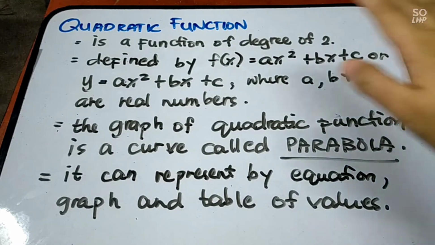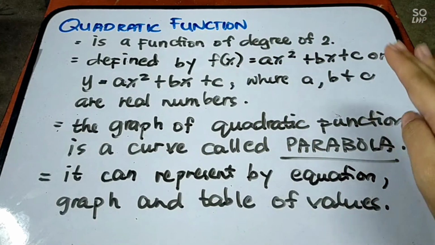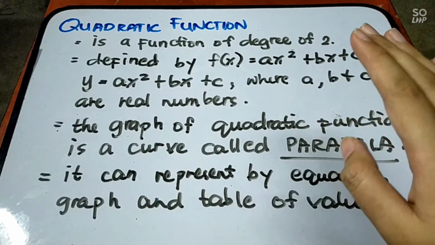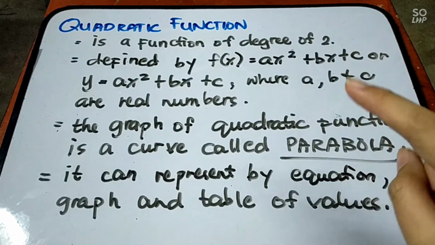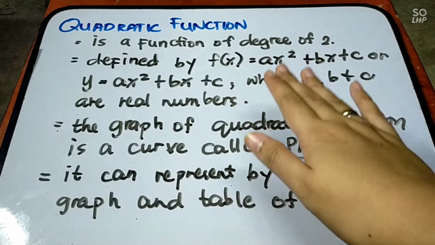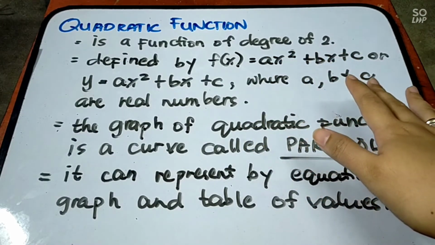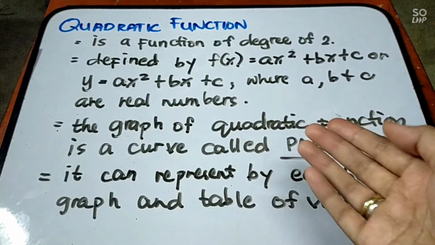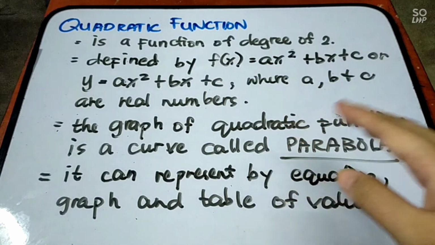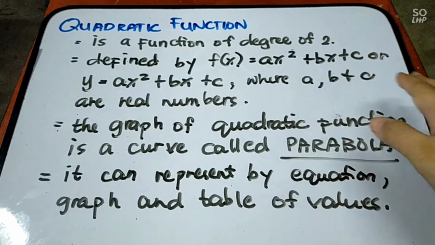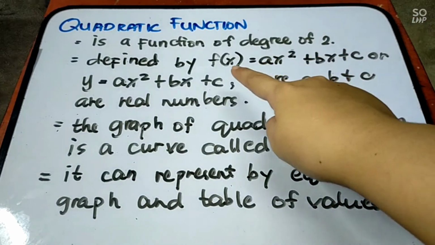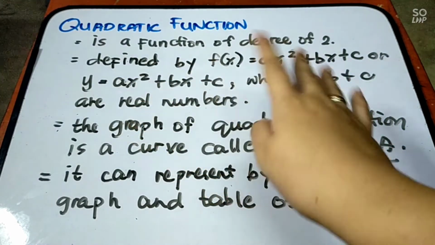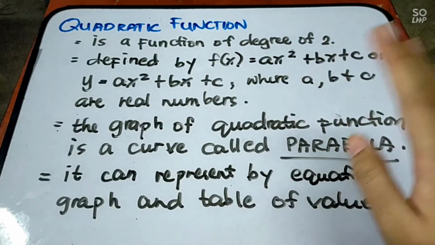A quadratic function is a function of the degree of 2, meaning the highest exponent na makikita mo sa variable ni quadratic function is 2. Next, it is defined by f of x equals ax squared plus bx plus c, or y is equal to ax squared plus bx plus c, where a, b, and c are real numbers. Since function ang ating pinag-uusapan, ang gagamitin natin is f of x, o kaya naman y. Si f of x at saka si y, they are just the same. Okay? They are just equal.